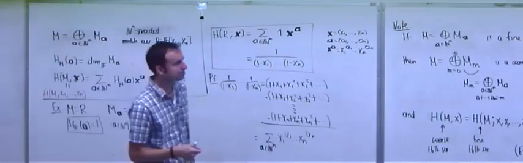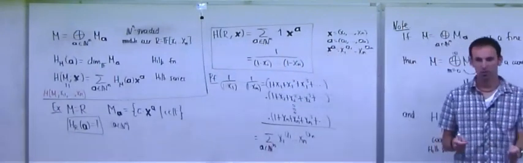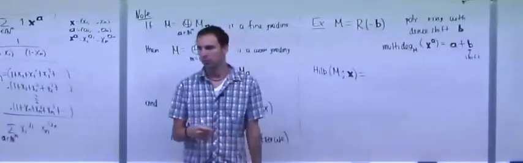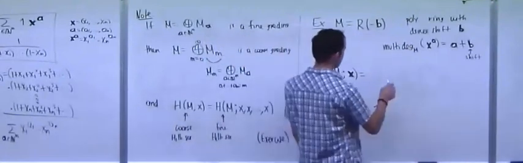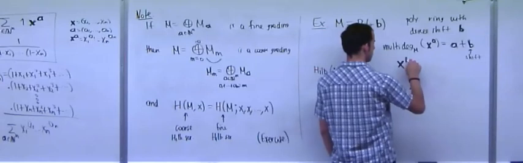Here's the same thing. Now we're shifting all the degrees by b. That means that we're not going to see anything starting in degree 0. We're going to start seeing everything in degree b. And so we're going to get the same old Hilbert series, except now it's going to be shifted by x to the b.